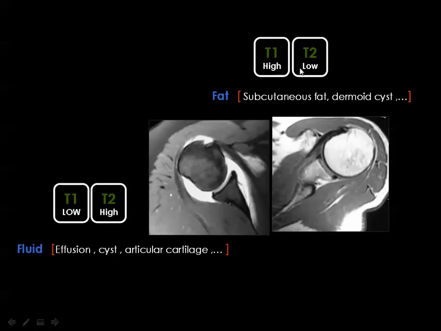High signal in T1 and low signal in T2, this is fat, and fat is present subcutaneously and also in the bone marrow. Then the opposite, the fluids, will show the opposite appearance to the fat, being of low signal in the T1 and high signal in the T2. Fluids are represented by effusions, cysts, ganglion, and also the articular cartilage, which contains water.